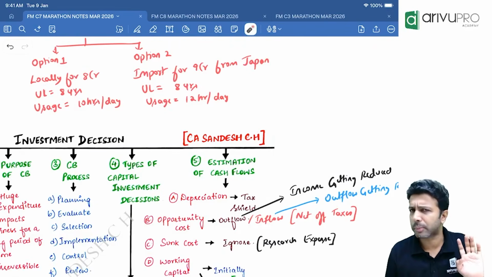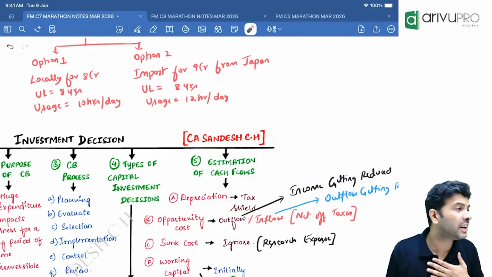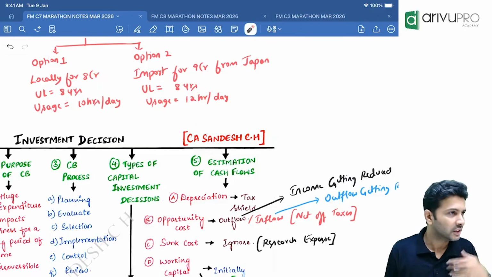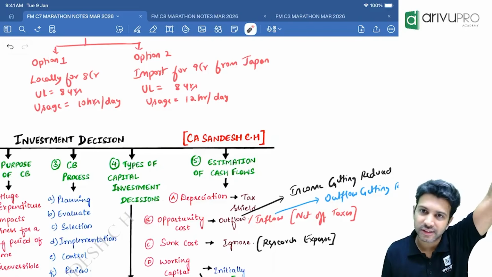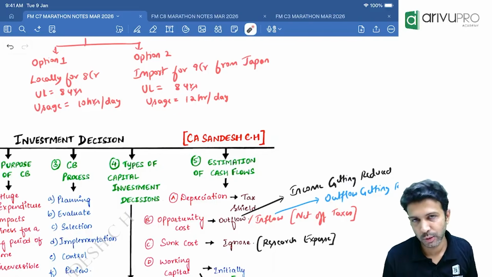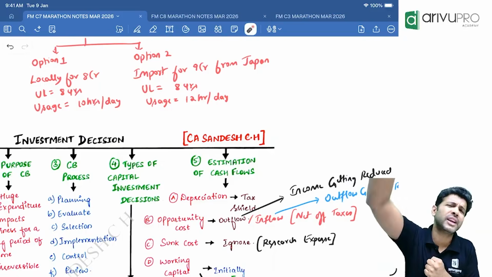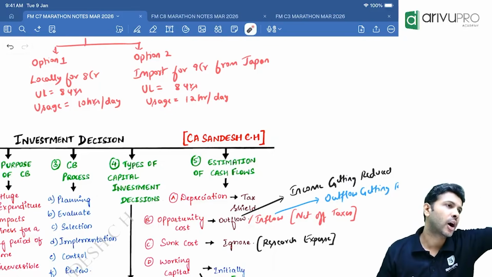In the majority of investment decision problems, cash flow will not be given. We need to find the cash flows. They will usually give the data for sales. Now, from sales, we'll have to arrive at cash flow. You already know from sales, how do you get PAT? Tell me that. From sales, how do you arrive at PAT?